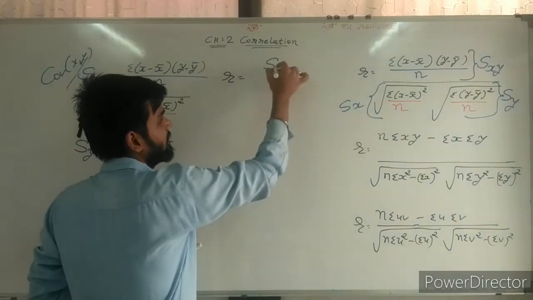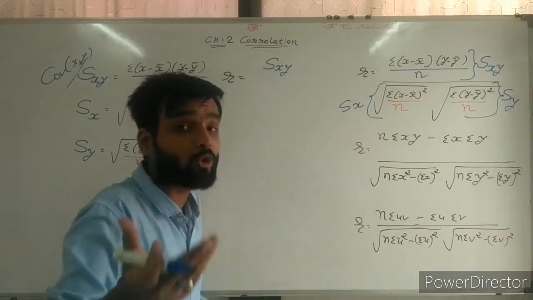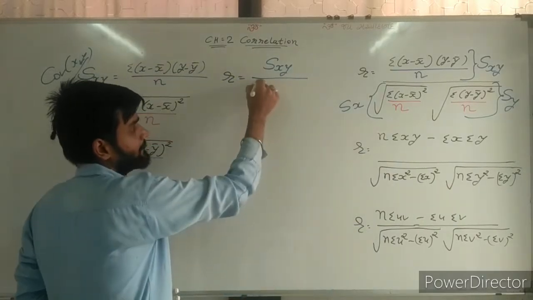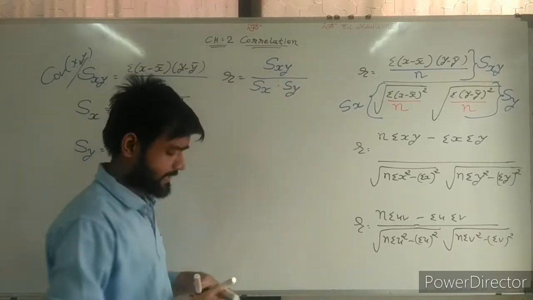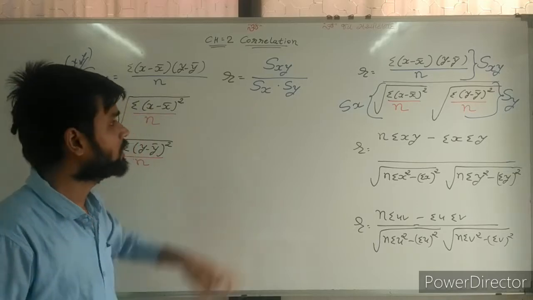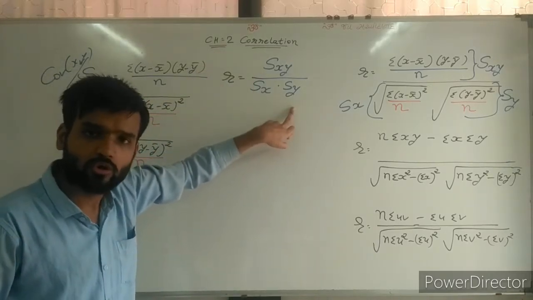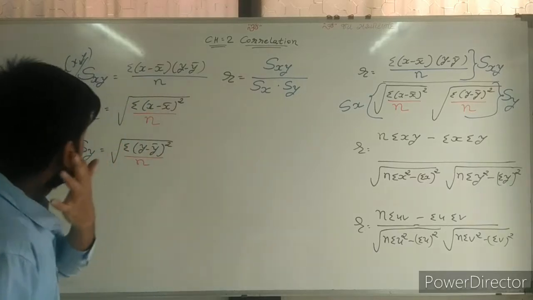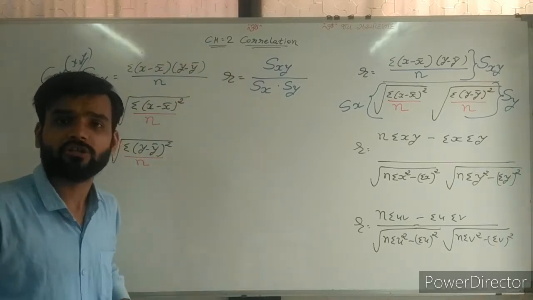Numerator is denoted by Sxy. So this is Sxy, or we can say covariance of xy also. Divide by Sx, Sy. So R is equal to Sxy upon Sx into Sy. Now this is the formula of correlation coefficient.